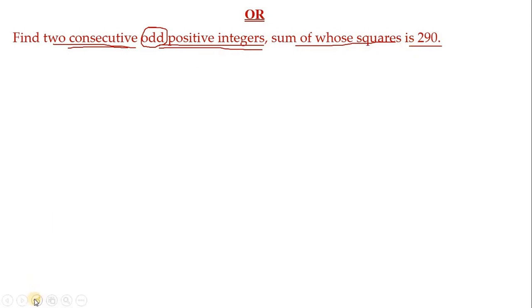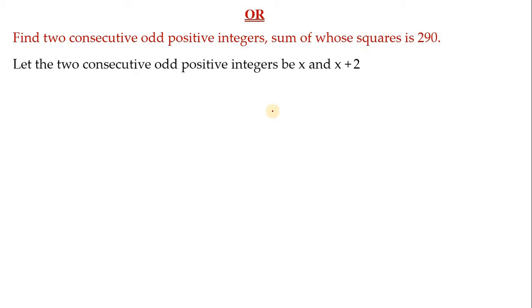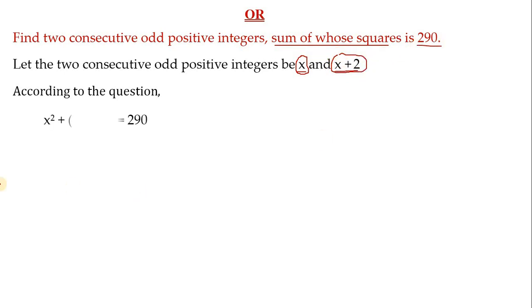So we don't know the two positive integers, hence let us consider two consecutive integers as x and x plus 2. Now according to the question, see what they are saying, sum of whose square, this square and this square, sum is 290. So hence x square plus x plus 2 whole square which equals to 290.